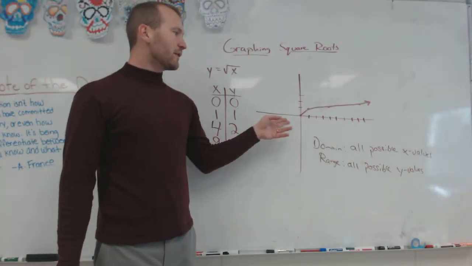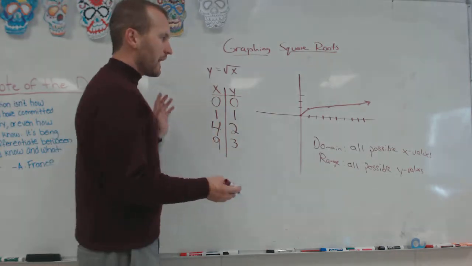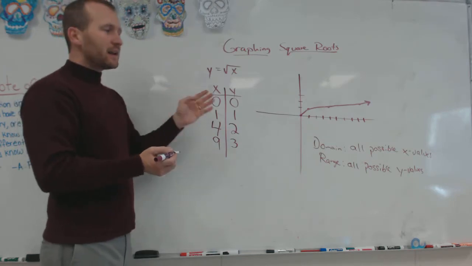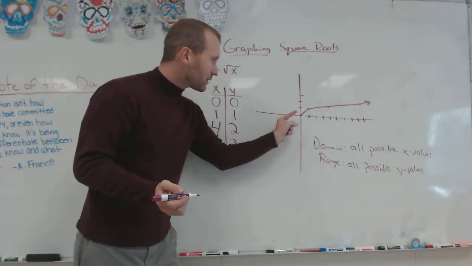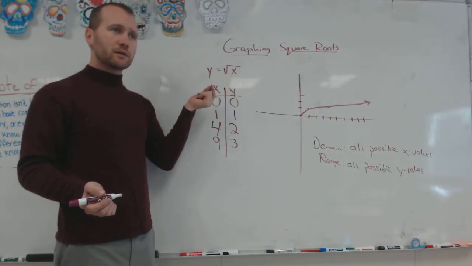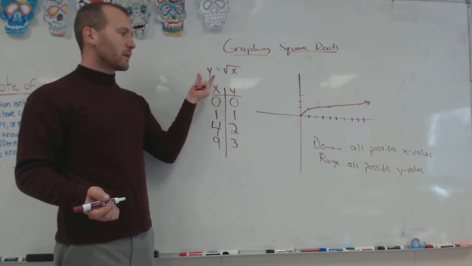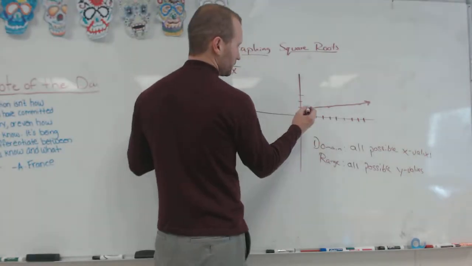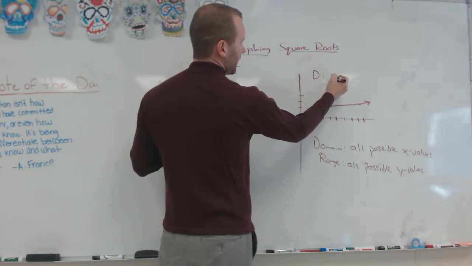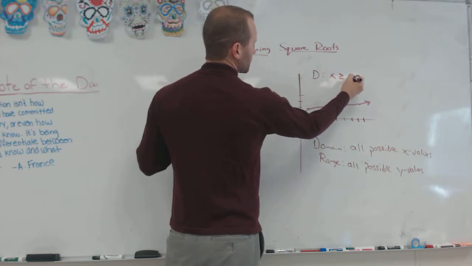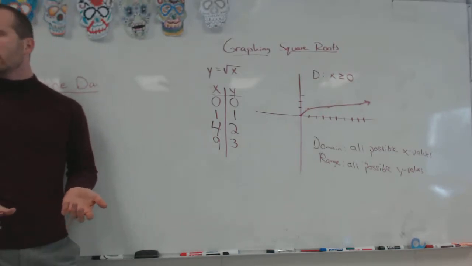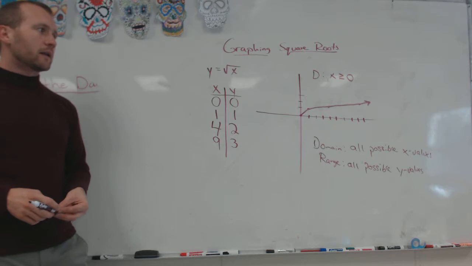But the domain for this function, all the x values, ends right here. I can't plug in -1. I can't even plug in negative 0.000001 because the square root of a negative number is not a real value, right? It's not a real number value. So my domain, and I'm going to just write it like this, capital D, I'm going to write it as x is greater than or equal to 0. So x has to be 0 or greater in this function.